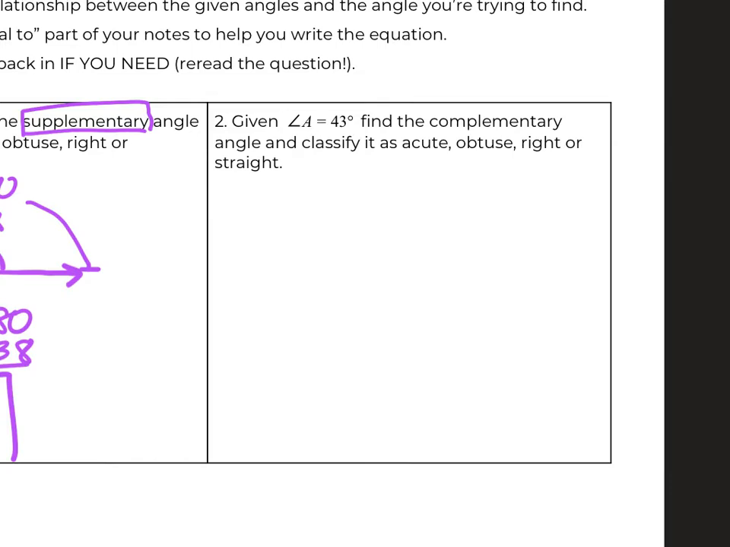Okay, hopefully you paused and are now just checking your work. So it said angle A is 43 degrees. Find the complementary angle and classify it as acute, obtuse, right, or straight. So again, 43 is acute. It's angle A, 43 degrees. If I'm looking for the complementary angle to that, I am talking about a right angle. Okay? So this angle here is my question mark. And you could have drawn this a little bit differently and that would still have been correct. So I know, okay, complementary, the equal to part of my note says they are equal to 90.